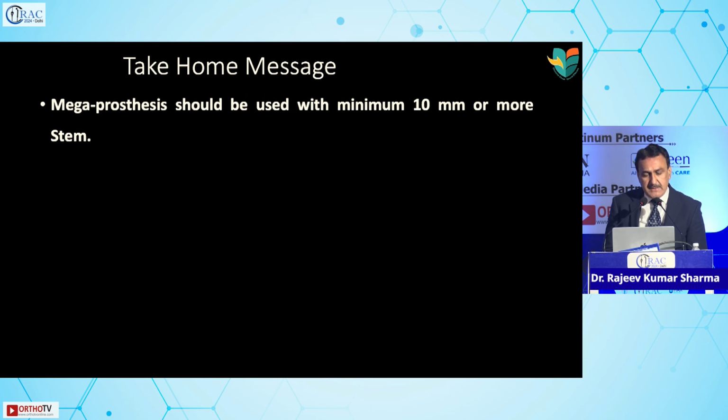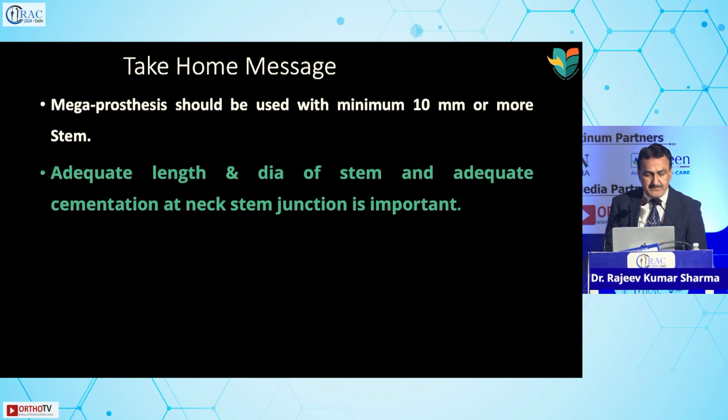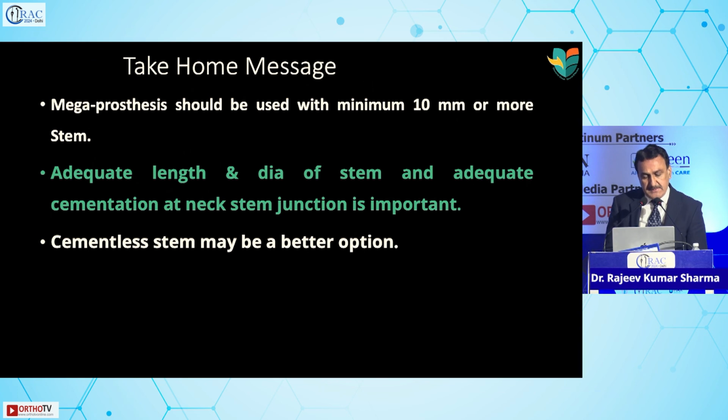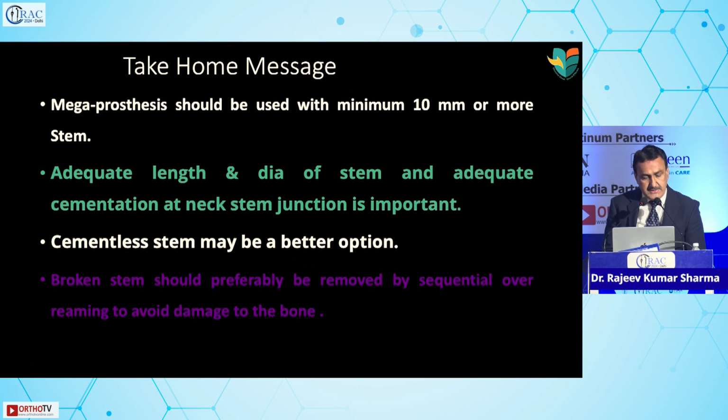Take-home message: mega prosthesis should be used with a minimum 10 millimeter or more stem. Adequate length and diameter of the stem and adequate cementation at the neck-stem junction is very important. A cementless stem may be a better option, and a broken stem should preferably be removed by sequential over-reaming to avoid damage to the bone, and patients may be advised to reduce their level of activity as much as possible.